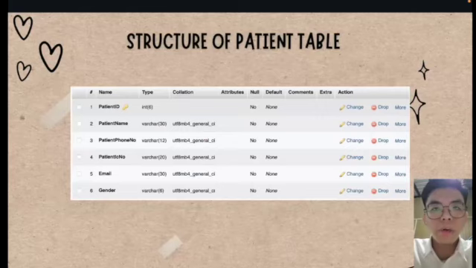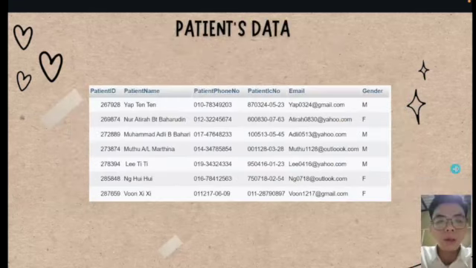The second table is patient table, with patient ID as the primary key, and patient name, patient phone number, email, and gender as normal keys. This is the data for patient table. As an example, patient ID 267928, patient name is Yap Ten Ten, patient phone number is 01078349203, patient IC number 8703240523, email yap0324@gmail.com, gender is male.